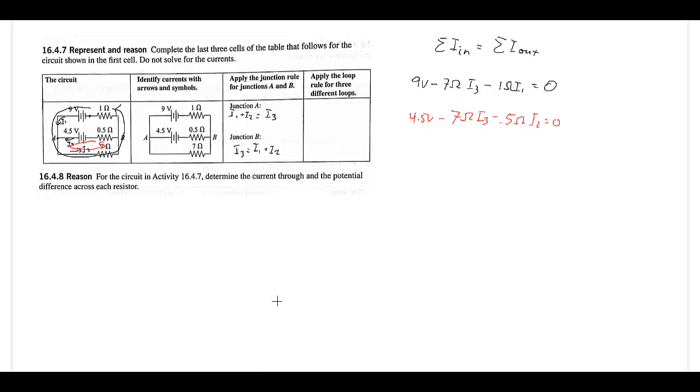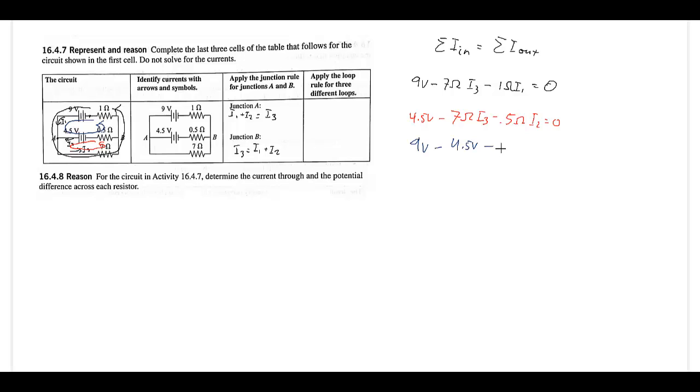The third loop that we're going to use is actually going to be the loop of the two top ones. I guess I was supposed to have drawn these arrows here, but that's okay. So this last loop, I'm going to go like this. Alright, I'm going to start with the 9-volt battery again. So we've got 9 volts minus, now it's going through the second battery but backwards. It's not going in the direction of current, it's going backward to the direction of current. So this is going to be minus 4.5 volts.